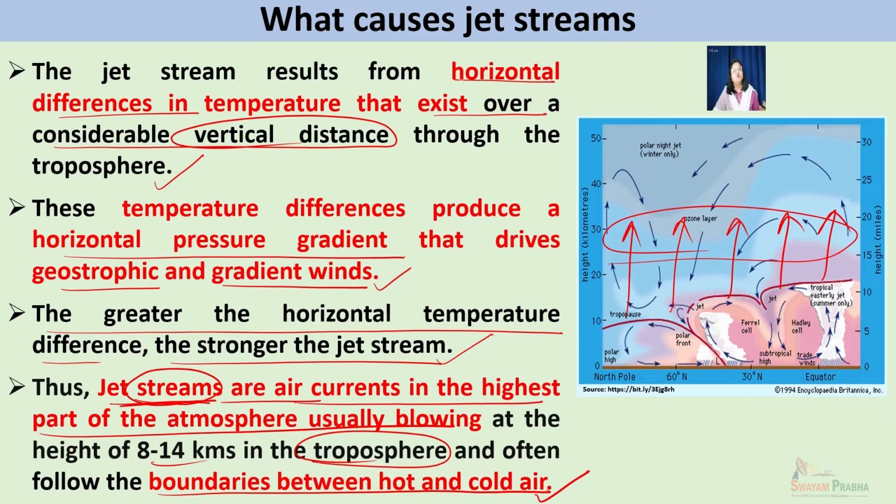So different types of jet streams are observed over the latitudes. Few jet streams are found along the polar areas, while certain jet streams are located along the mid-latitudinal areas, which we will be discussing in a short while.